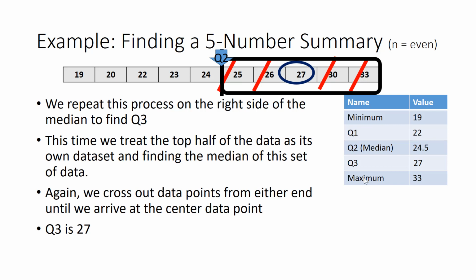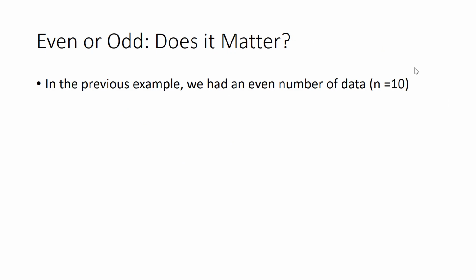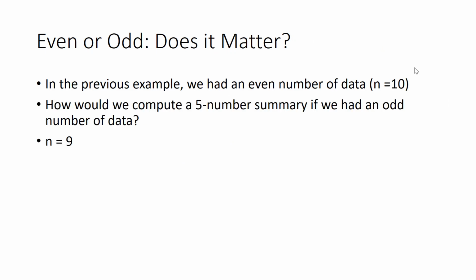Notice that when we did this, our data set had an even number of data points. We had 10 data points. But what if we had had an odd number of data points? How would this process have been different? So let's try with n equals 9.